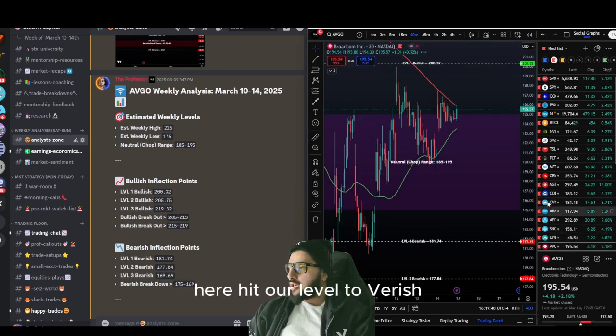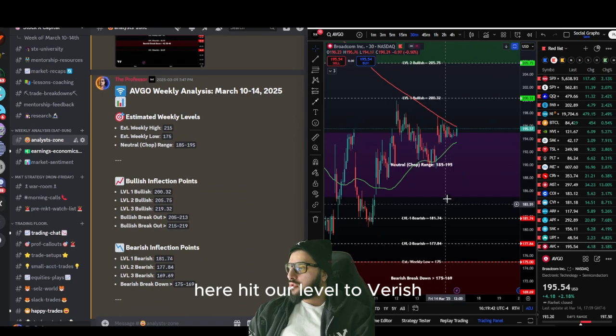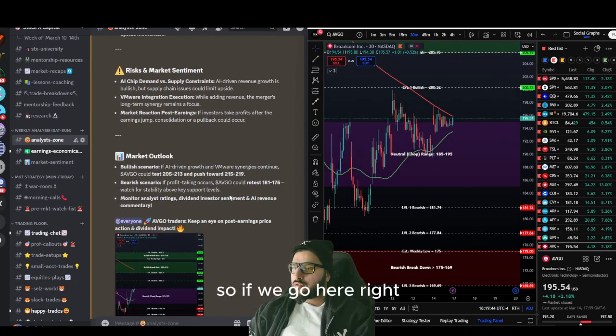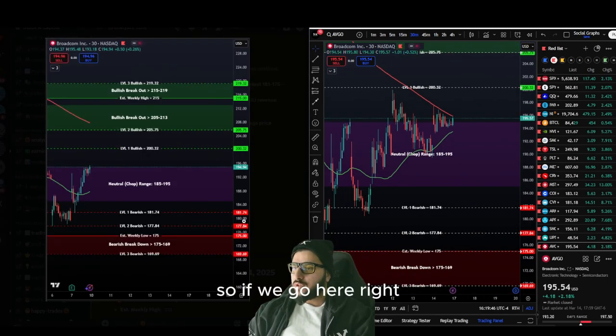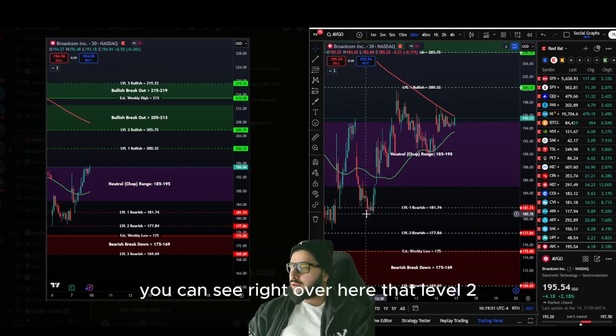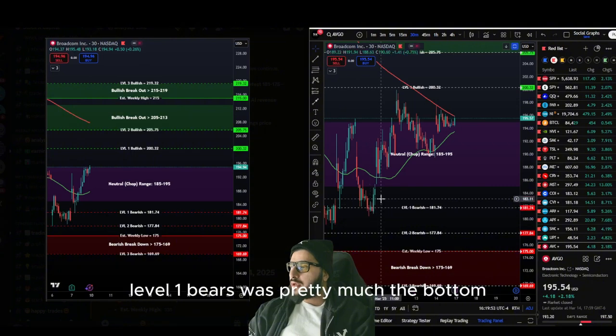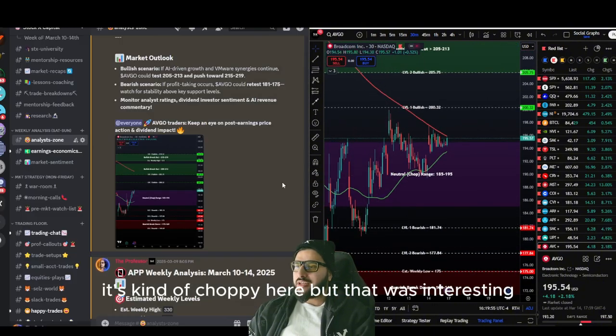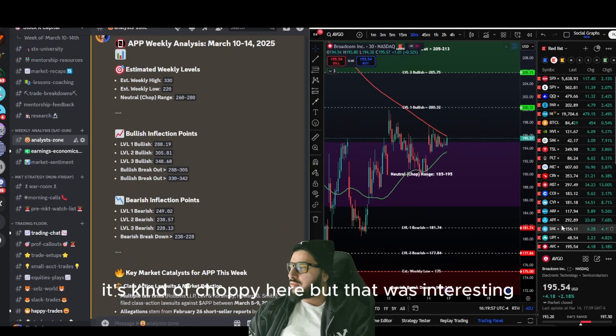Broadcom here hit our level 2 bearish. So if we go here, right? So these are pretty much similar levels as last week. You can see right over here that level 2, level 1 bearish was pretty much the bottom. It's kind of choppy here, but that was interesting.